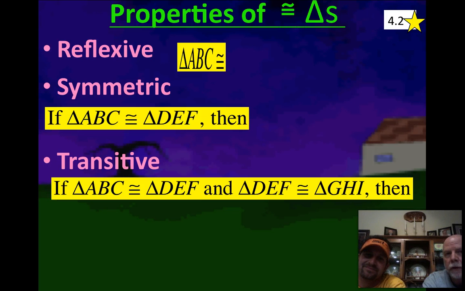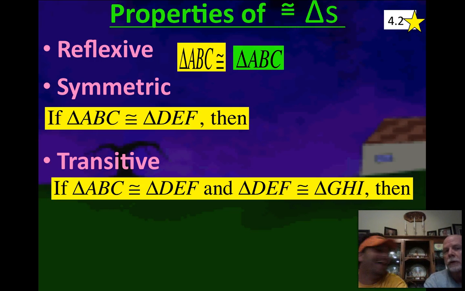So reflexive was what? If you look in the mirror, you see yourself. So reflexive is if I have triangle ABC on one side, I know that triangle ABC is congruent to triangle ABC. Anything that's congruent to itself is reflexive. Kind of the identity idea.